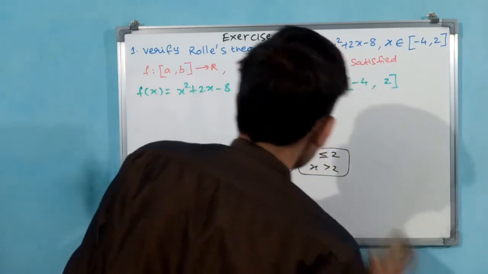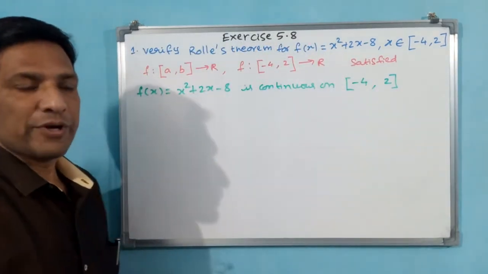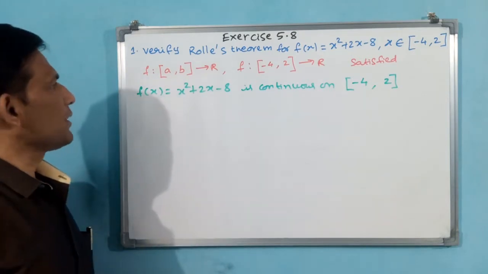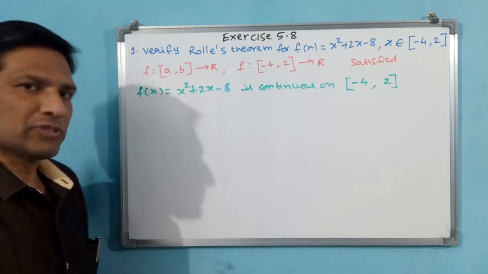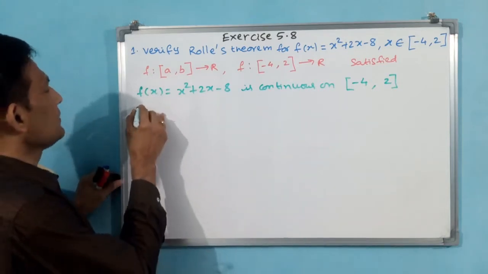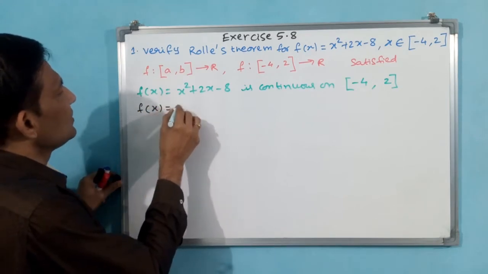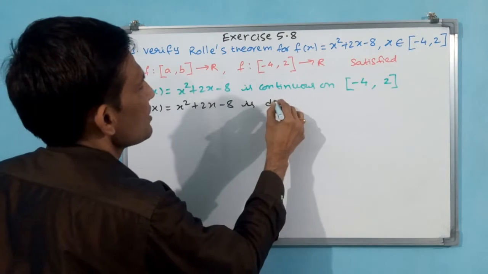That's all. Or else please watch my continuous and differentiability videos. This is continuous. Second condition also satisfied. Write the third condition: f of x is equal to x square plus 2x minus 8 is differentiable.